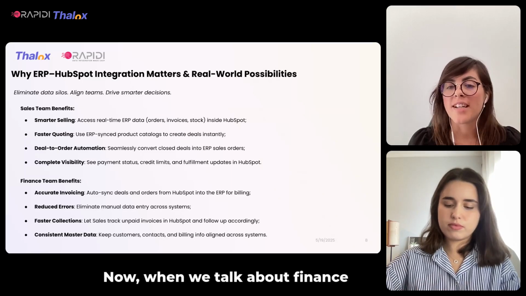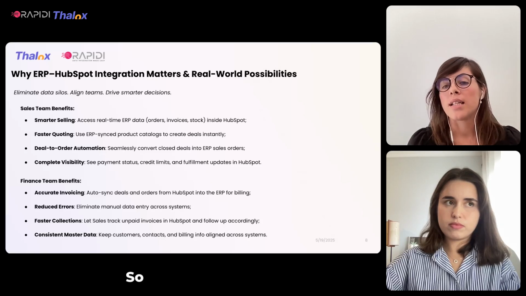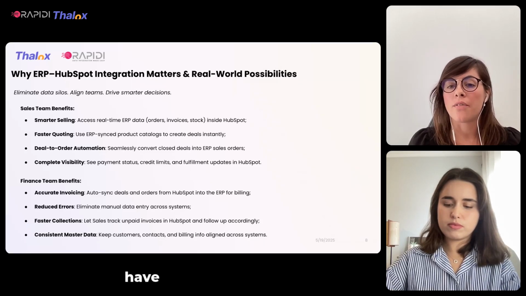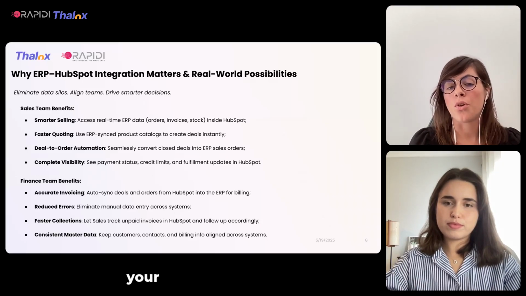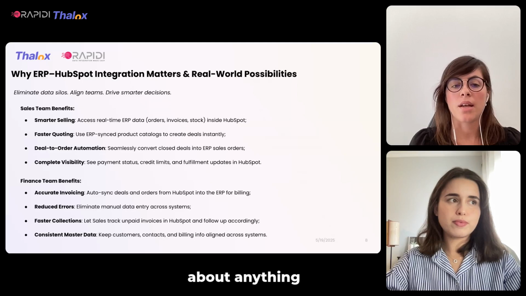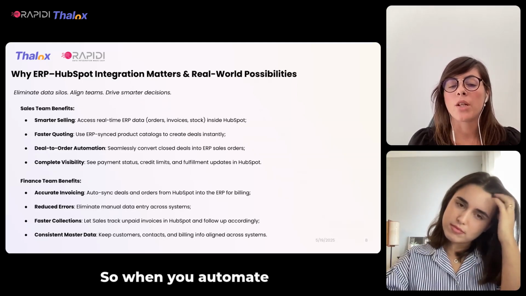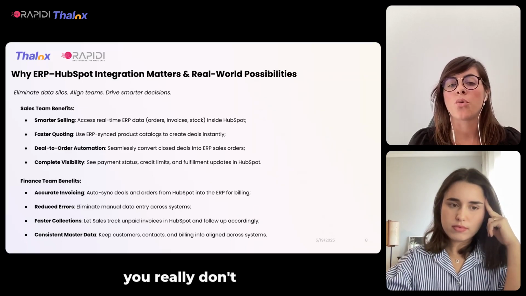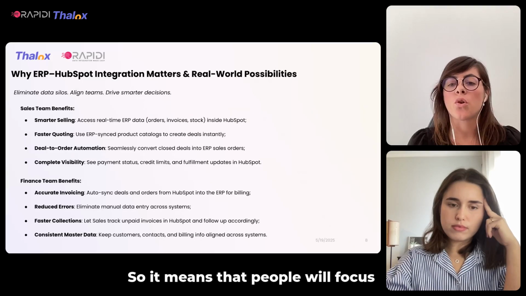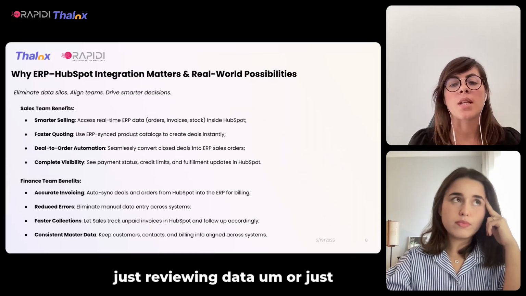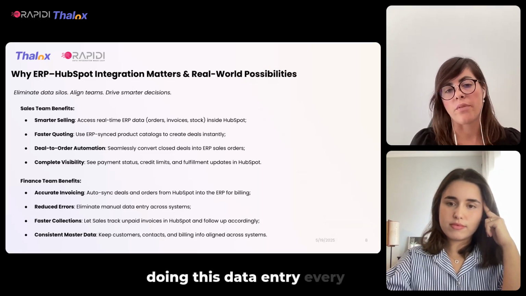Now, when we talk about finance teams, it's really important for them to have accurate invoicing. This can be ensured because you'll have this automatic sync of deals and orders into your ERP, so they don't need to worry about anything else. A second point would be reduced errors. When you automate your processes, you don't have any manual data entry across systems. It means that people are focused on just reviewing data or looking at the customer overview instead of doing data entry every day.